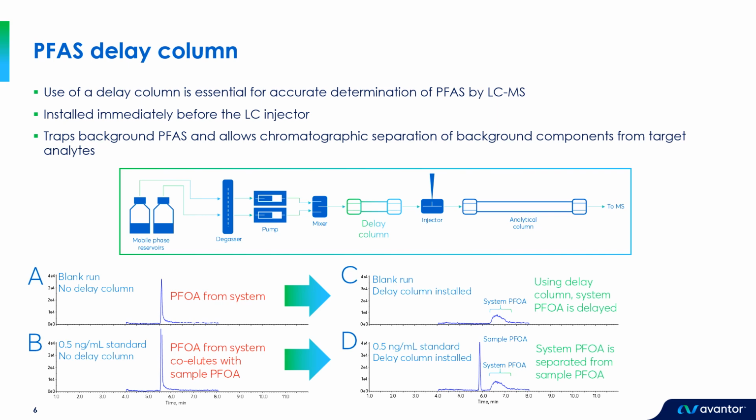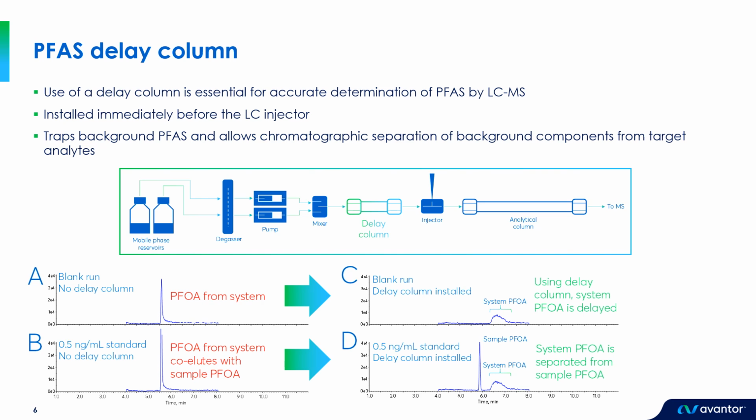In a standard LC setup, PFAS from the mobile phase, the degasser, pump, mixer, or injector can accumulate on the column head during column equilibration. Then when we start our gradient run, these built-up PFAS can elute from the column and are detected by the mass spectrometer. When an actual sample is injected, these background PFAS co-elute with our sample PFAS, leading to inaccurate quantitation. And this is evident in chromatogram A, which is a blank run, showing a PFOA peak from the LC system, and chromatogram B, where the background peak then overlaps with our sample peak.